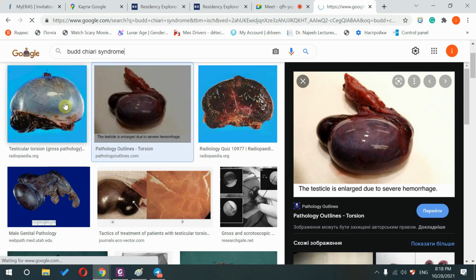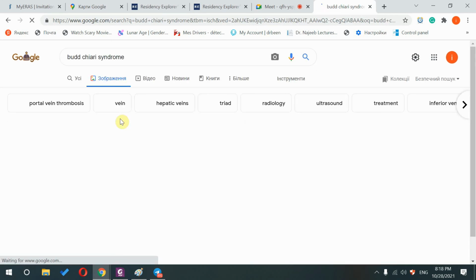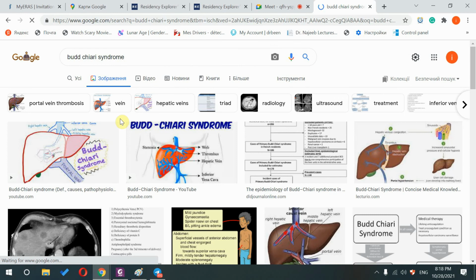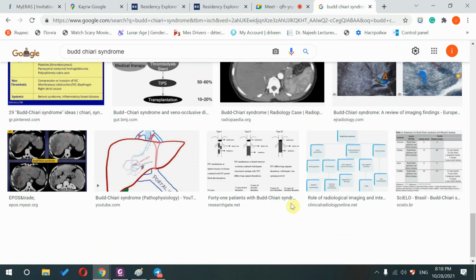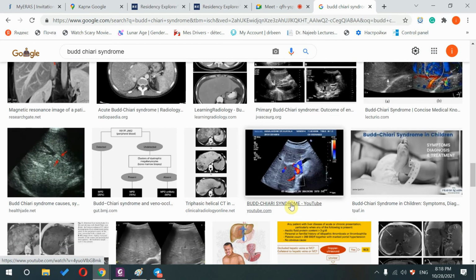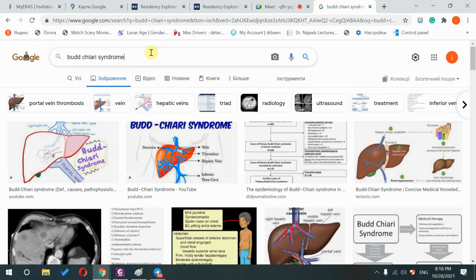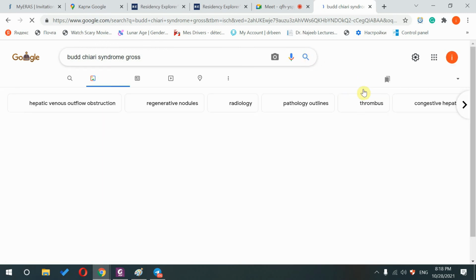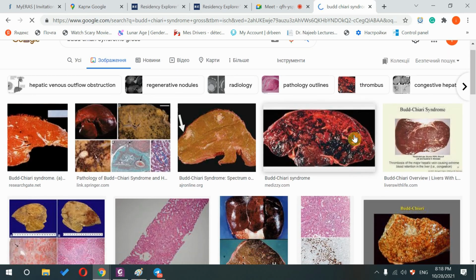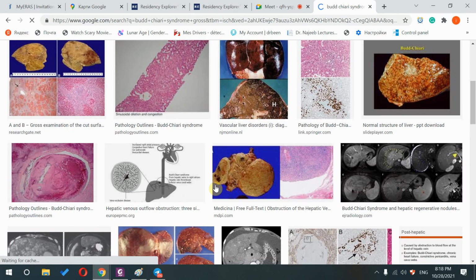Budd-Chiari syndrome can lead to symptoms exactly like portal hypertension in addition to an enlarged liver. So if they give you a condition about portal hypertension, check the size of the liver. If it was ridiculously big and tender, painful, think about Budd-Chiari syndrome. And remember it mostly in case of polycythemia. Yeah, you can see a lot of blood inside of this liver. This is Budd-Chiari syndrome. Okay, good.